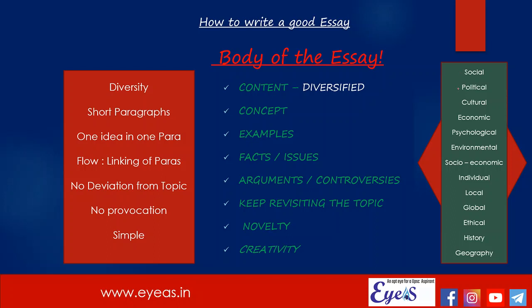Likewise, you can talk about the political aspects, the cultural aspect, the economic aspects, the psychological aspect, the environmental aspect, which is very important these days, the socio-economic aspects like poverty, unemployment, etc., mortality. You can talk about an individual perspective, from the perspective of a house, of a society, of a local entity. You can talk from the perspective of globalization.